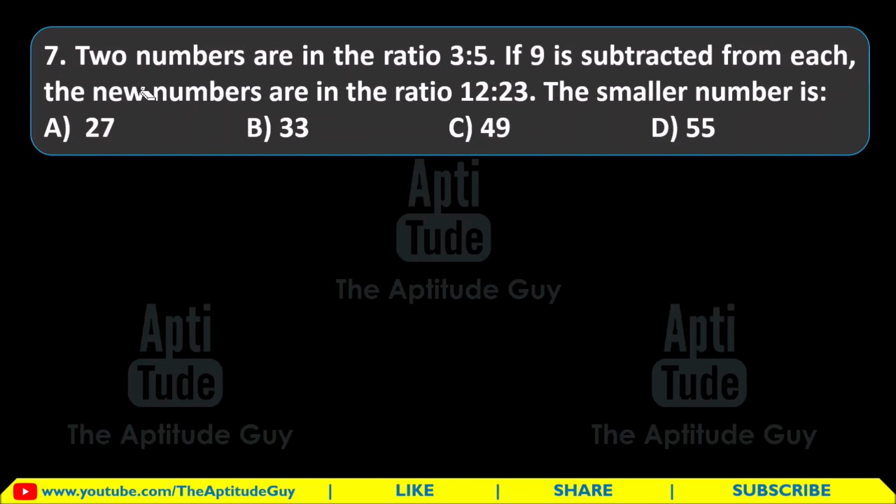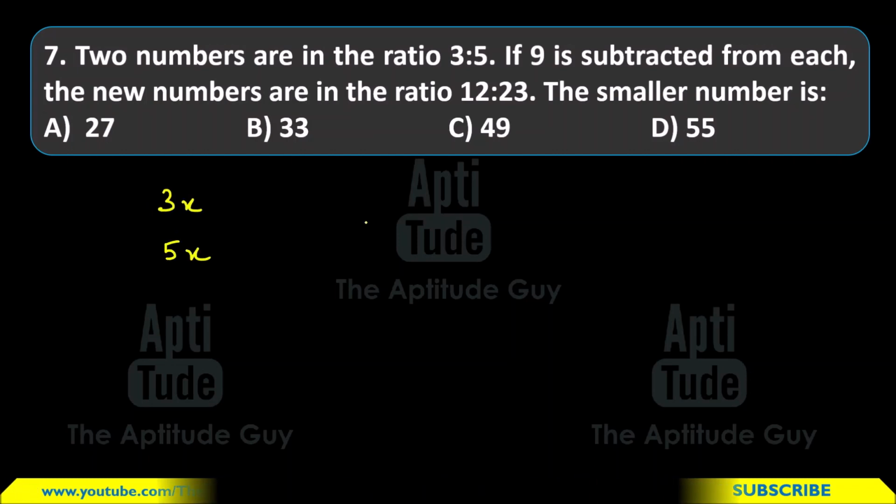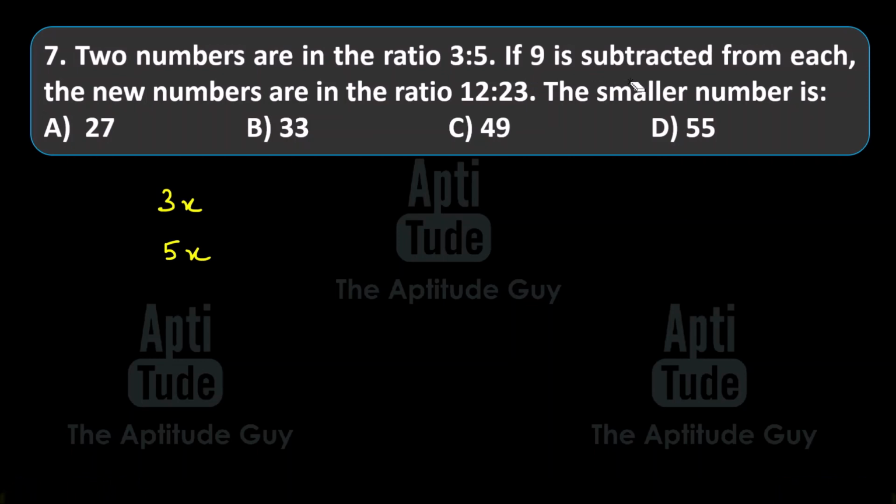All right. Two numbers are in the ratio 3 is to 5. Let's assume that the numbers are 3x and 5x. 9 is subtracted from each. So we have 3x minus 9 and 5x minus 9. Now after the subtraction, the new numbers are in the ratio 12 is to 23. So we have 12 is to 23. The smaller number is what? We need to figure out the smaller number, that is 3x.